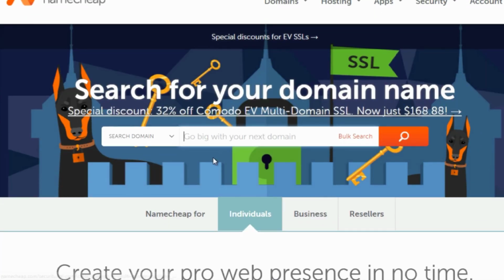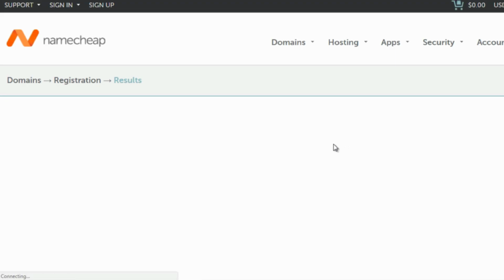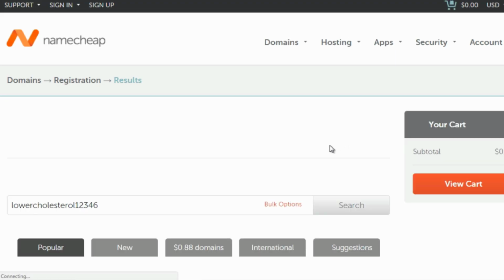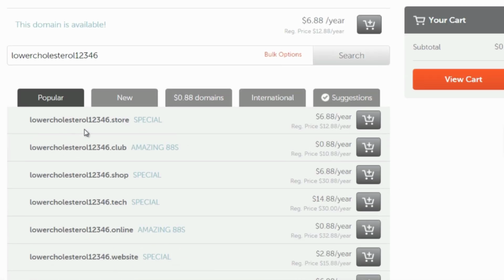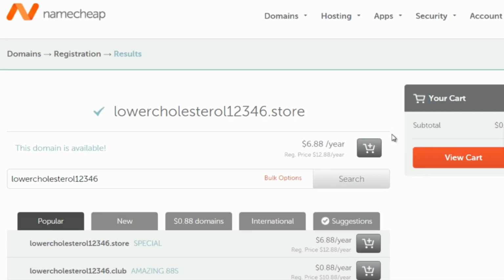So if we say something like lower cholesterol, I'm pretty sure lower cholesterol is taken, but we'll just do 1, 2, 3, 4, 5, 6. And we can see whether or not it is available. I'm pretty sure it is just because I put some numbers in it, but I don't recommend you do that. I just recommend that you find whatever domain is great for you, and then of course add it to your cart, buy it, and you're good to go. So you pretty much have completed the domain part.